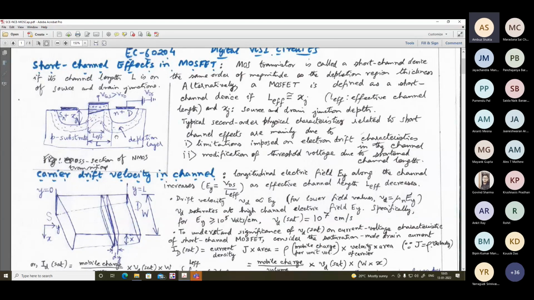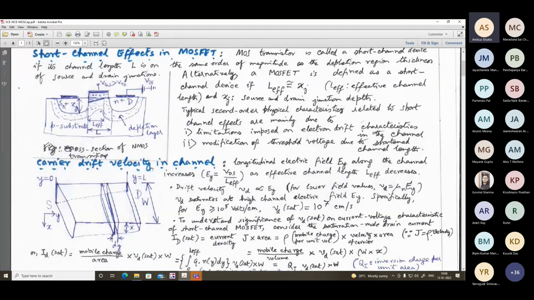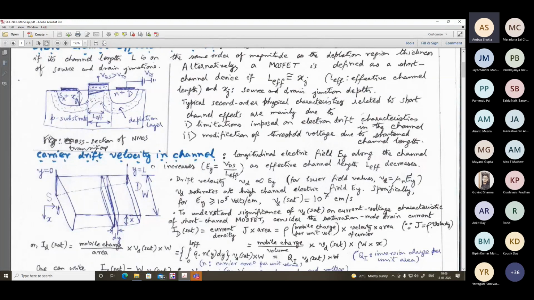One is how the velocity of the carriers in the channel gets limited due to this short channel effect. Also, how the threshold voltage needs to be modified in order to take care of the short channel effect, so that we can have a correct value of the threshold voltage. And first of all, let us talk about the first phenomenon, that means how the drift velocity of the carriers gets limited in the channel.